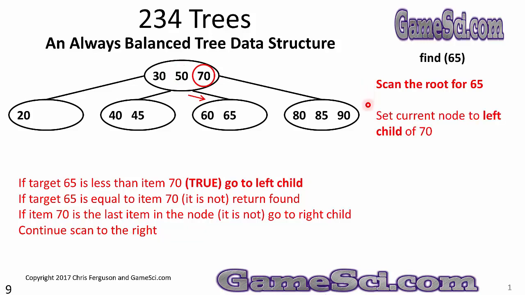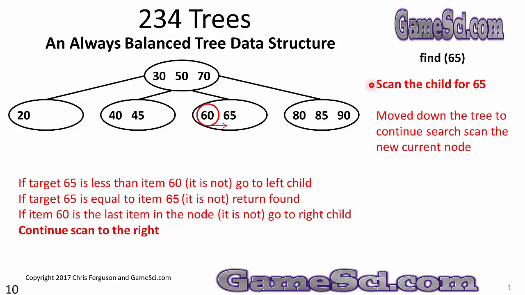Continuing the scan of the root for 65, we're going to set the current node to the left child of 70. Why are we doing that? Remember, step 1 says if the target 65 is less than the item 70, that is now a true statement. We need to go to the left child of 70. If you look closely at the diagram, 65 must be there. 65 is less than 70. Let's go to the left child of 70. This item with its bold text is the option we're going to take.